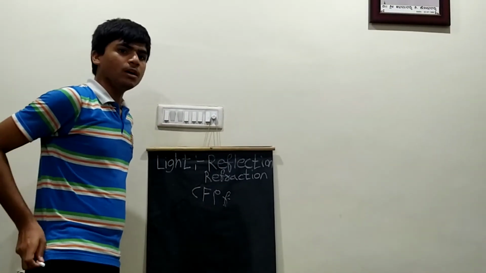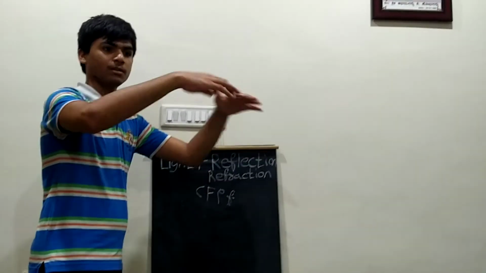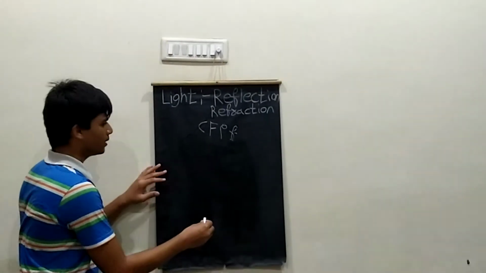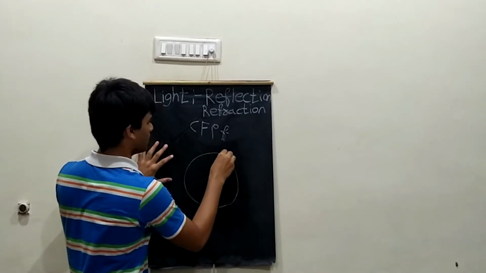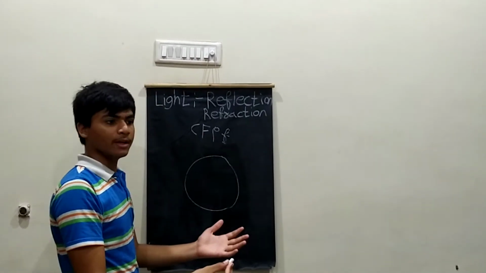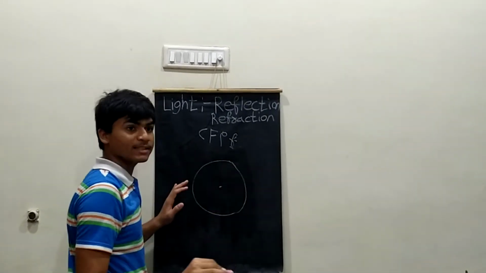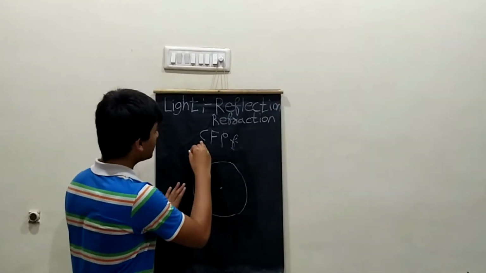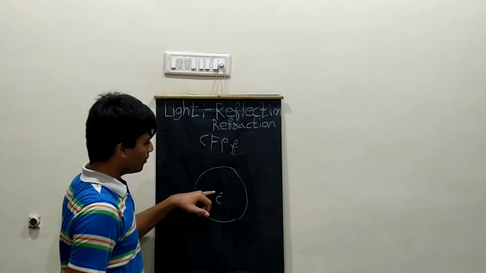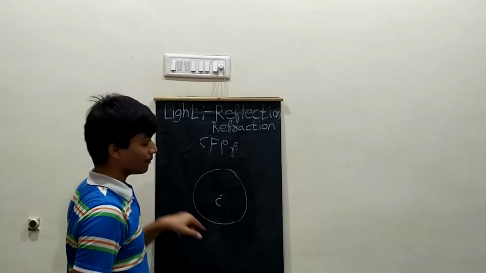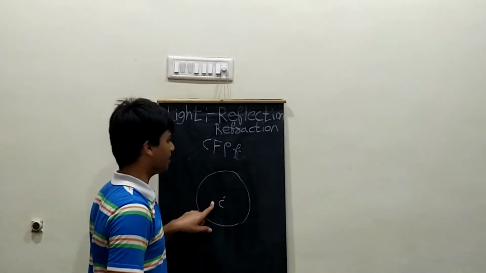If you think of a ball, like a football, it is a spherical object. Every circle will have a center. So this center here, this is C. This is called the center of curvature. C means center of curvature.